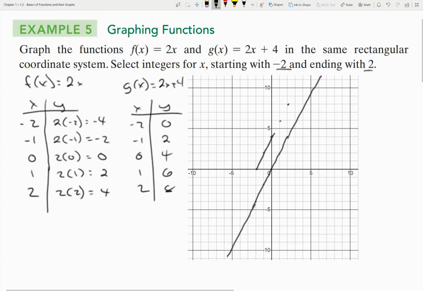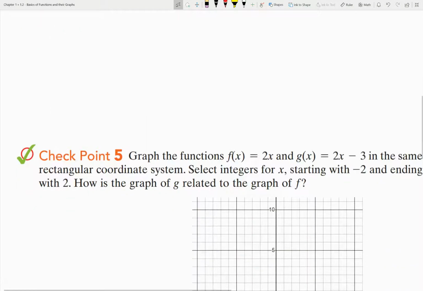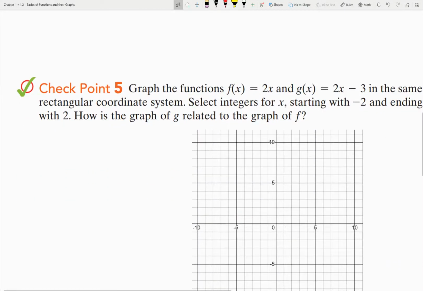So again, there are better ways to graph a line, but for now we just wanted to plug the numbers into the function and see how graphing a function works. These are both linear functions, and we'll talk about them in much more detail in section 1.4. Okay, let's graph 2 more lines. We'll do them a little bit faster here.